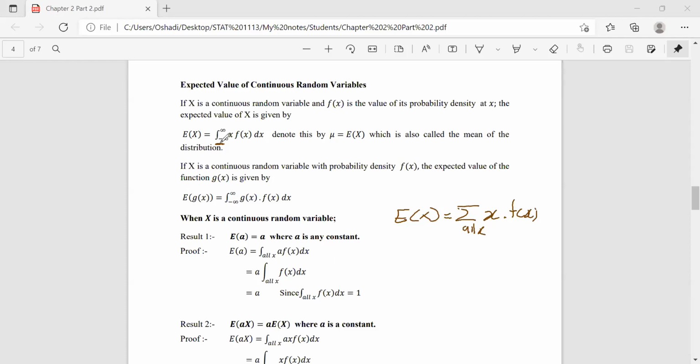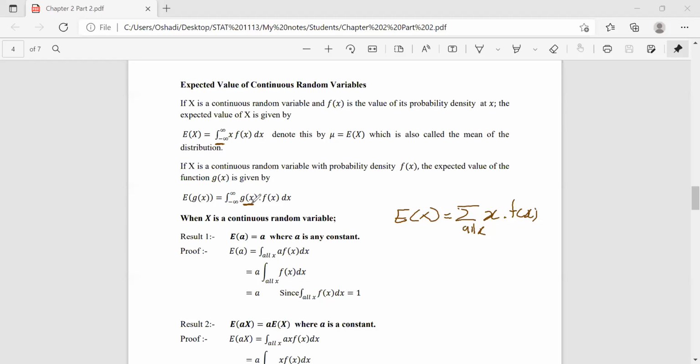If x is a continuous variable with probability density fx, the expected value of the function gx is given by, if we want to find the expected value of a function, then in place of x, we put that function, gx. Right? So it is easy, the same concept, but instead of the summation, in the continuous case, we put integration from minus infinity to plus infinity in x, integration by x, right? So I think it's clear.